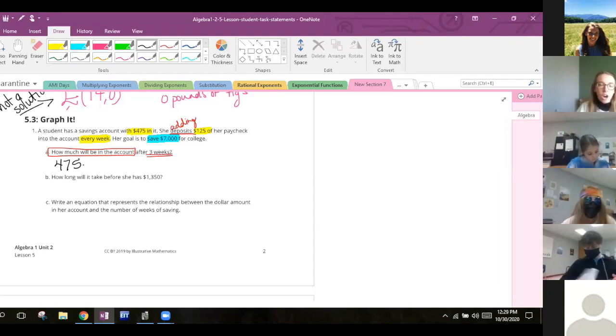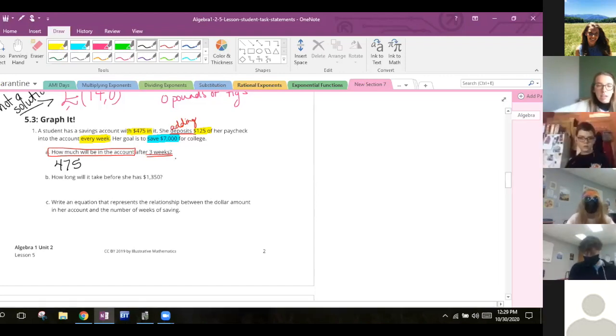Okay, so she already has $475 in her account. Now she's depositing $125 into her account every week. So when we're depositing money, is she adding that to it or is she taking it away from it? Adding it. So we can show that. All right, and how much is she adding to her account every week?